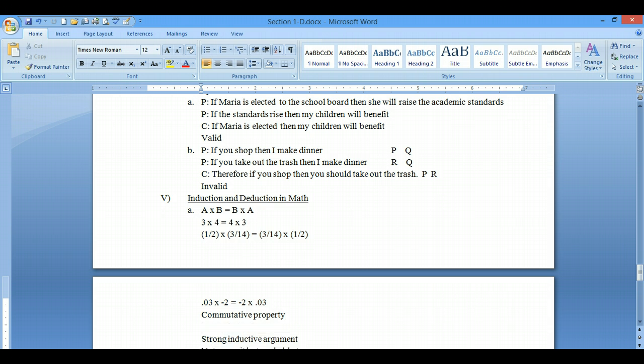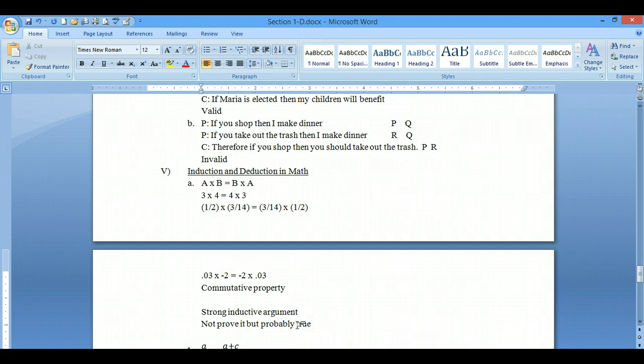This is a very strong inductive argument. In fact, it's so strong that it's called the commutative property, meaning that I have lots and lots of very specific examples where it works. It is not proven, but probably true, and in this statement it is. It's called the commutative property. There's not an example that will go opposite of this where it doesn't equal.